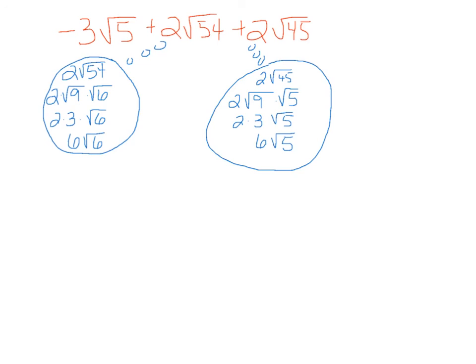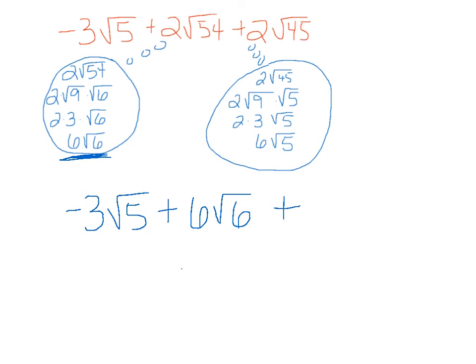So, putting this all together, the first term, negative 3 times the square root of 5 stays exactly the same. The middle term, instead of 2 times the square root of 54, I'm going to rewrite it using my thought bubble. So plus 6 times the square root of 6. That's still equal to 2 times the square root of 54, but it looks different. And my third term, I'm going to rewrite as 6 times the square root of 5. Again, still equal to this original part, but it looks different.